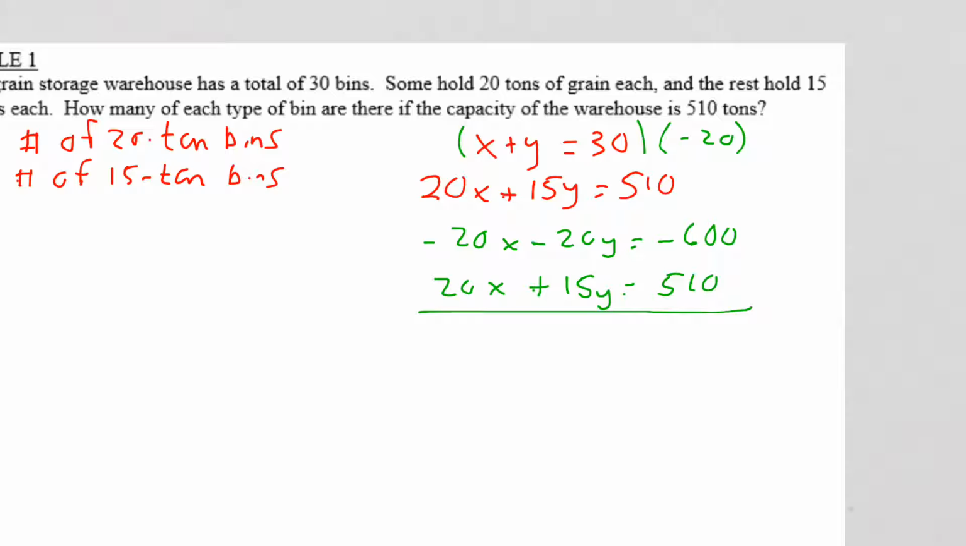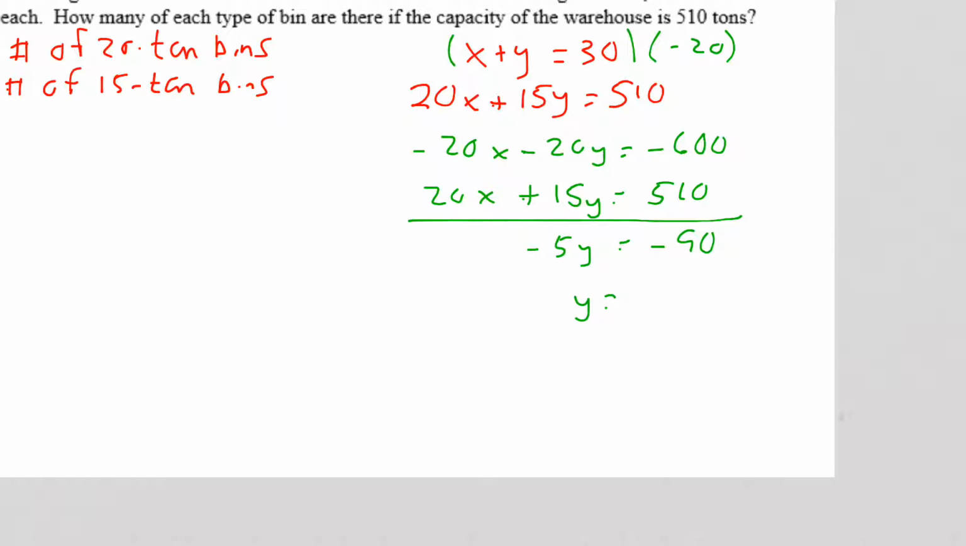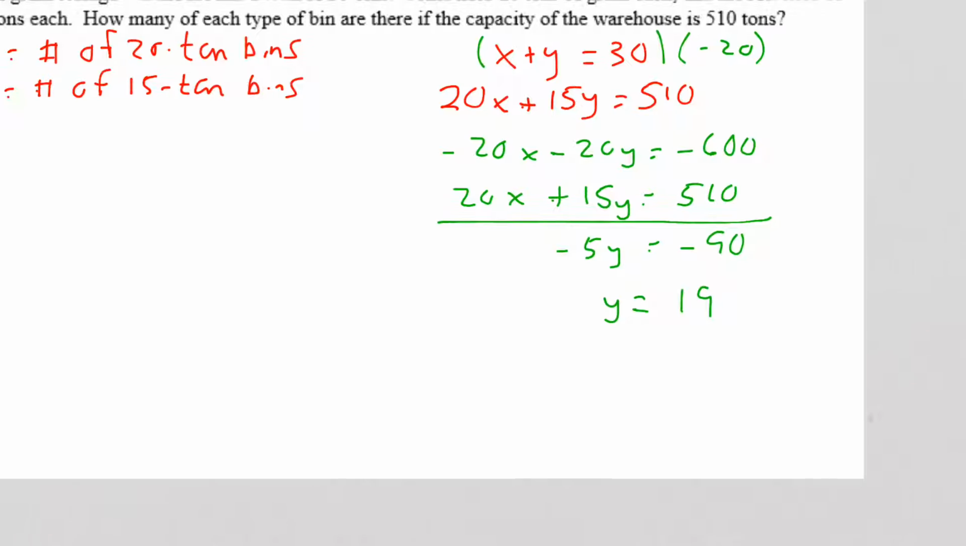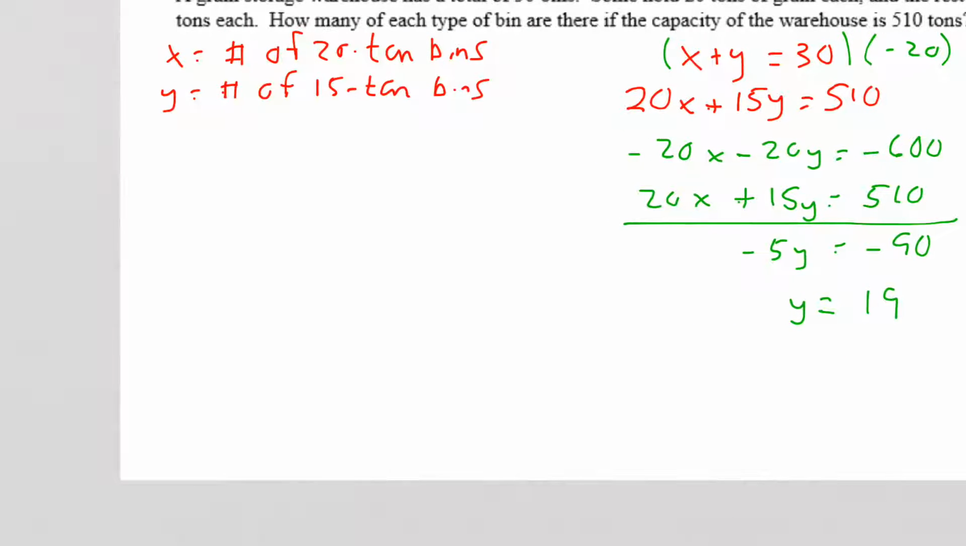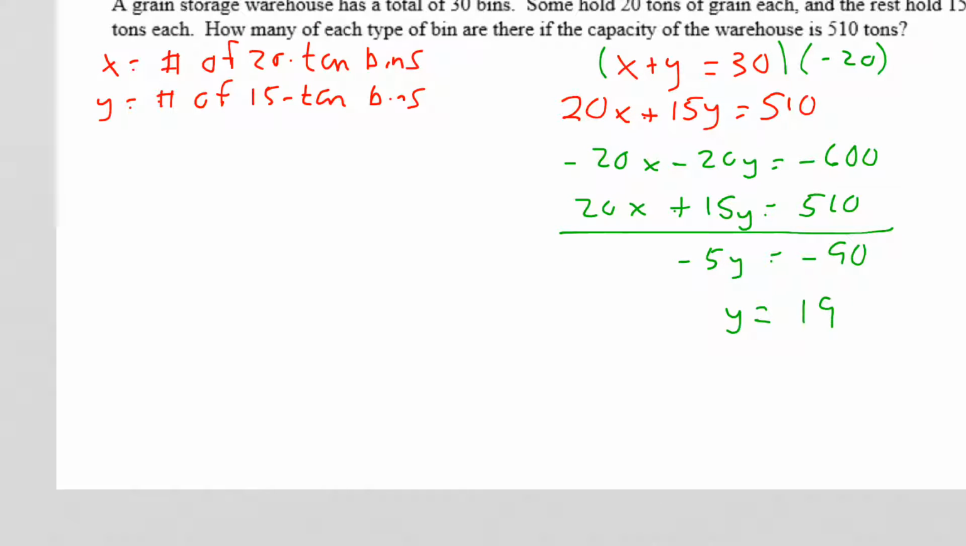Adding these together, the x's are eliminated. We get negative 5y equals negative 90. And then we're going to divide both sides by negative 5, so we get that y is 19. So we know first that the number of 15-ton bins is 19. We know that the total number of bins is 30. So again, plugging this into the original equation, we know that x plus 19 equals 30. Subtracting the 19, we get 11.